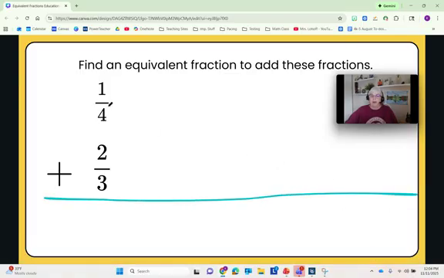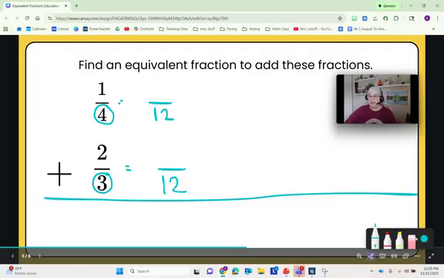First of all, you are noticing that the bottom numbers are not the same. You need to find the least common multiple. If that's something you struggle with, watch my video on finding least common multiples. I'm not going to go into detail with that here. The least common multiple for 4 and 3 is 12. I am going to make new fractions for both of these where my denominator is 12.